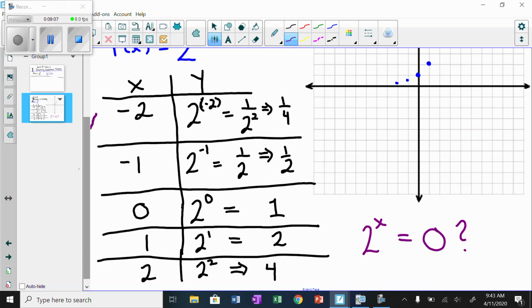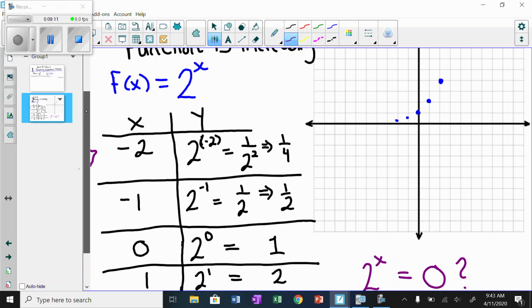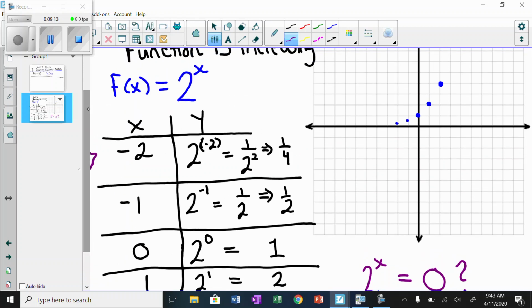So that is why we're going to get an asymptote at the x-axis. We are basically hugging it, but never crossing it. We get really, really close, but never cross it. Okay, so this is increasing. So when b is greater than 1, we're going to be increasing.